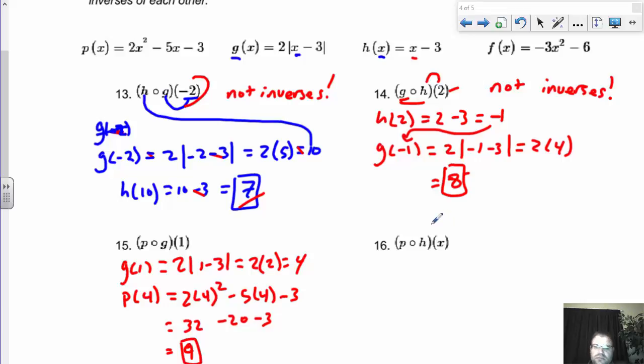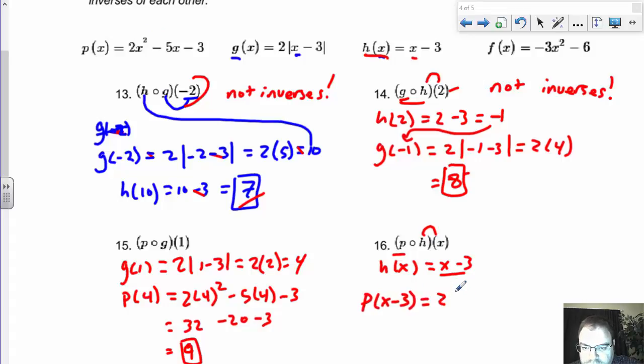Okay. Now we're going to move on to this one. X will go into h. We already have that, h of x is x minus 3. This right here will be the input for p, and p is this quadratic up here. So now I have p of x minus 3, and that will equal 2 times x minus 3 squared minus 5 times x minus 3 minus 3.